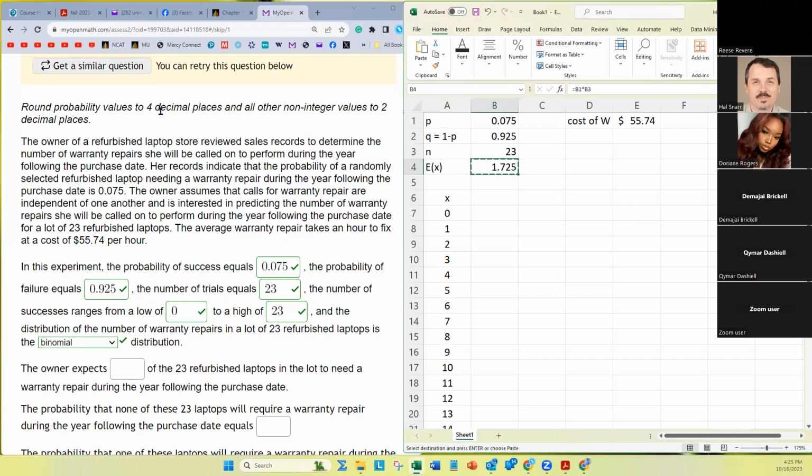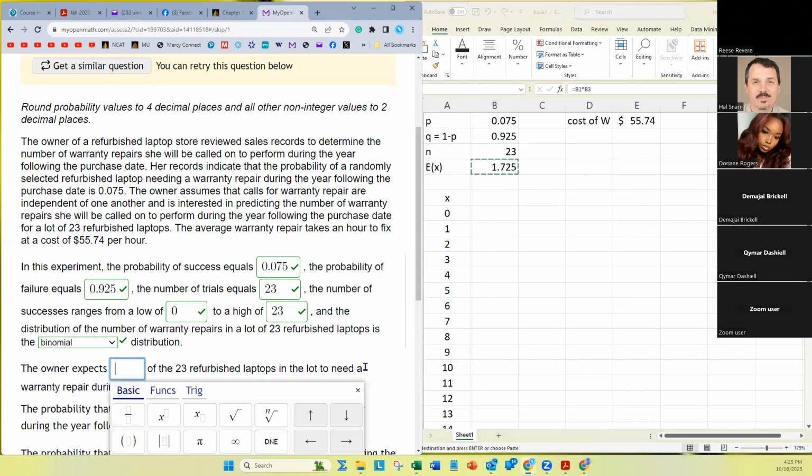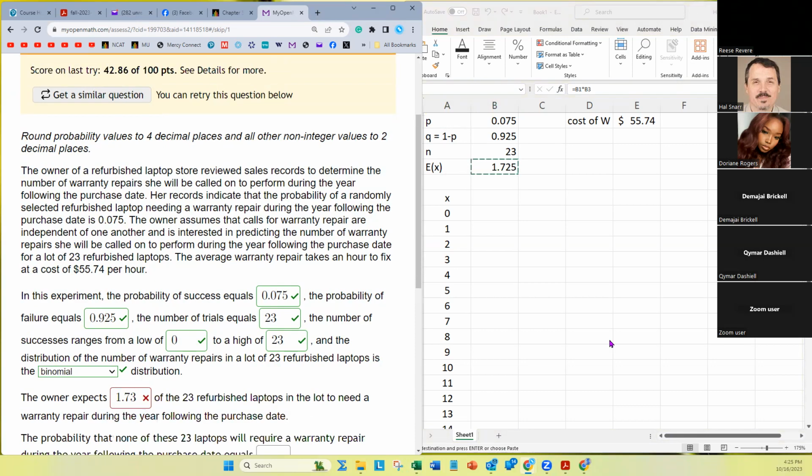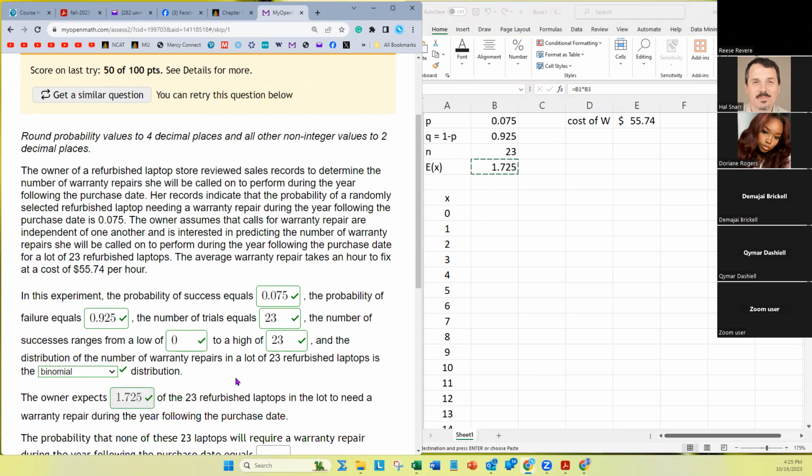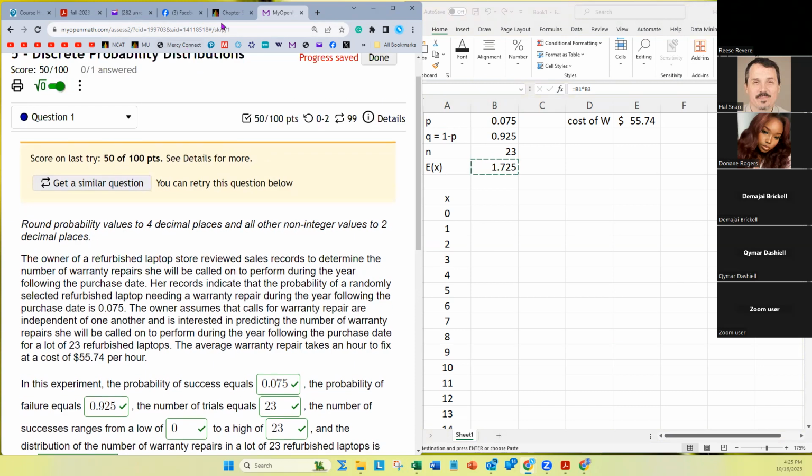Okay, round probability values to 4 decimals and all other non-integer values to 2. So I need to round this to 1.73. Oh, sorry, 1.73. I've got to fix that. Hang on a second. Let me pause the video.